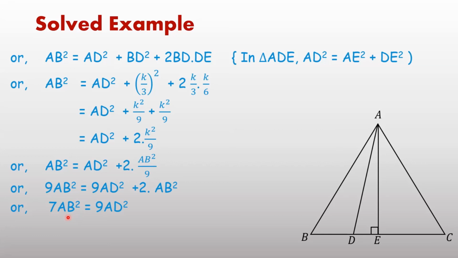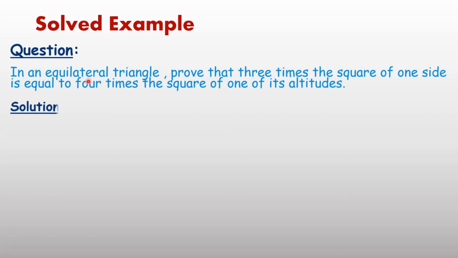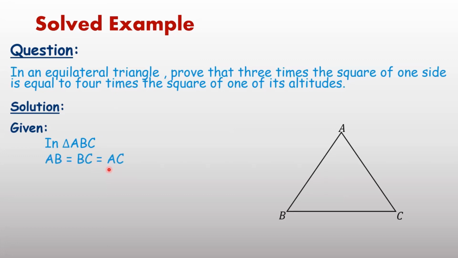That was the first example. Now second, which is also important. In question number 2, in an equilateral triangle, you have to prove that 3 times the square of one side is equal to 4 times the square of one of its altitudes. Altitude means the perpendicular from a vertex to the opposite side. The given part: the triangle is given as equilateral, which means all three sides are equal, AB equals BC equals AC.